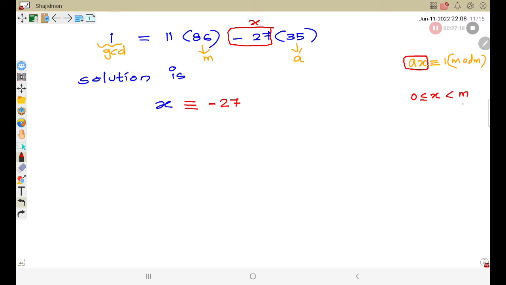What is the modulo number here? 86, correct? So less than 86, more than 0. What is that number? We need to calculate that number. We don't want negative. This is also a solution, but correct answer only.